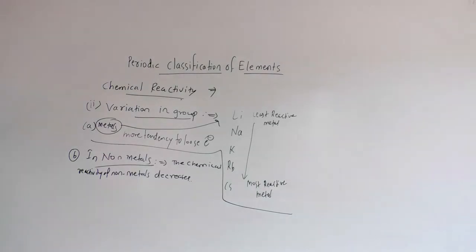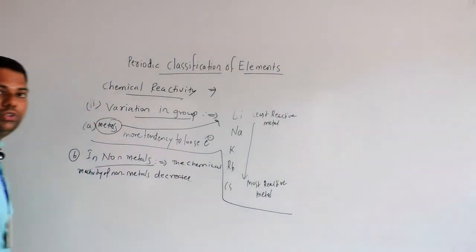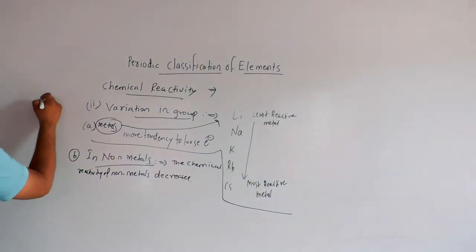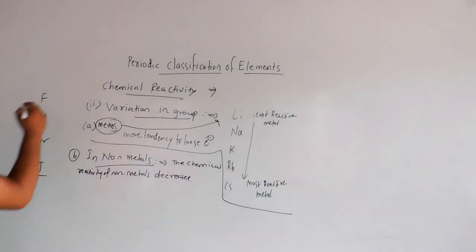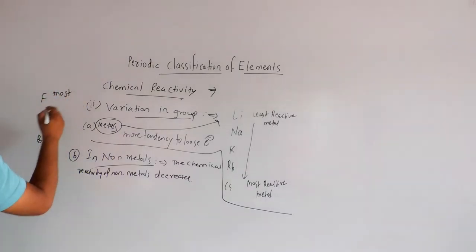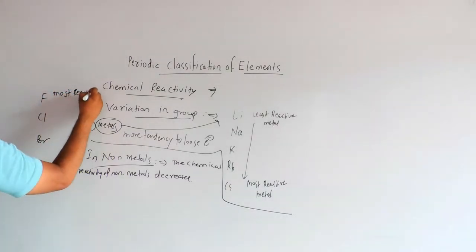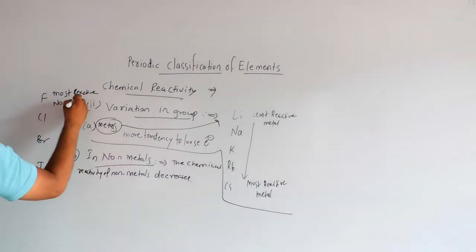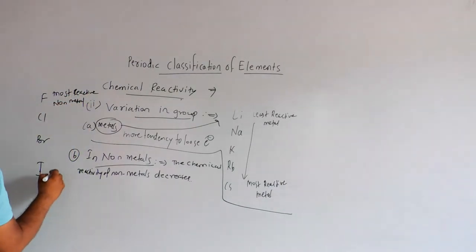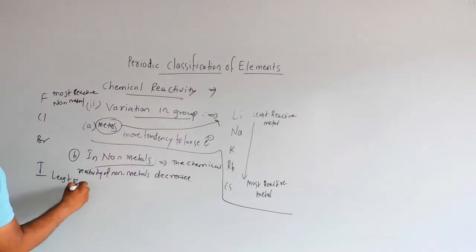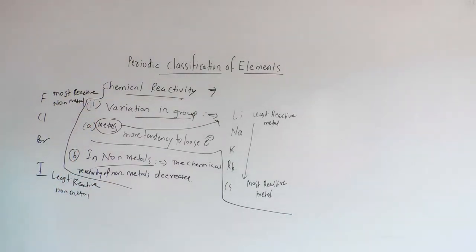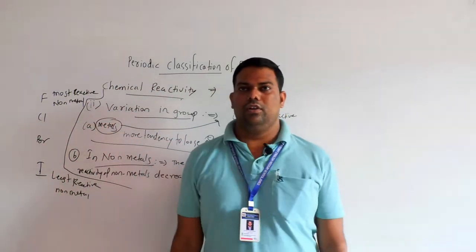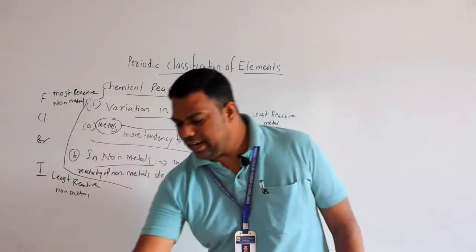Decreases from top to bottom. Suppose if you are considering an example, see here carefully, I am writing some non-metals: fluorine, chlorine, bromine and iodine. So fluorine is the most reactive non-metal, and iodine is the least reactive non-metal. I hope you understood this regarding fluorine, chlorine, bromine and iodine.